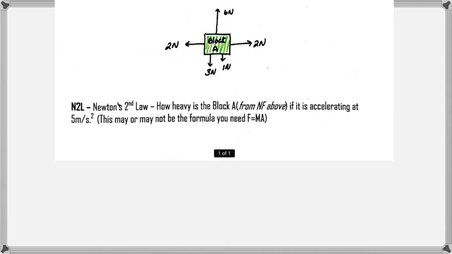Okay, and now it says Newton's second law. How heavy is the block A from above if it is accelerating at 5 meters per second? This may or may not be the formula you need. All right. So if we remember from earlier, the answer to this problem was 2 newtons. Okay, so now let's go ahead and plug it in. So you got F equals ma.